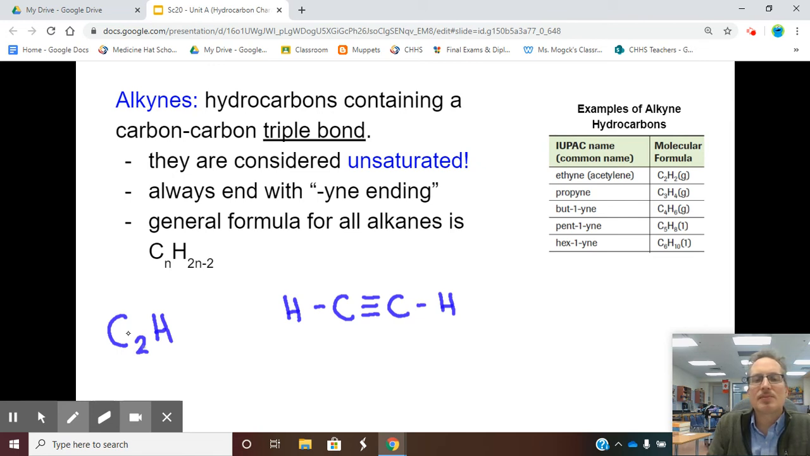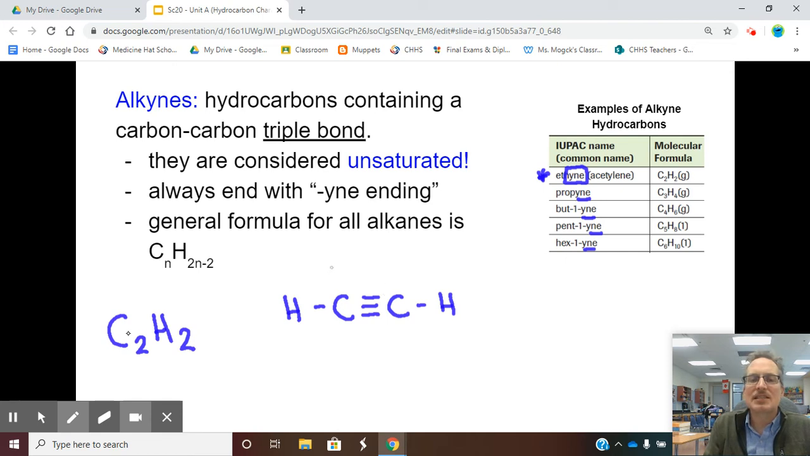So 2 times 2 is 4, and then subtract 2. I only have actually 2 hydrogens. And we can see that example right here. Notice the ending always when there's a multiple bond of a triple is -yne, Y-N-E ending. We would also call these unsaturated because, again, there's a multiple bond.